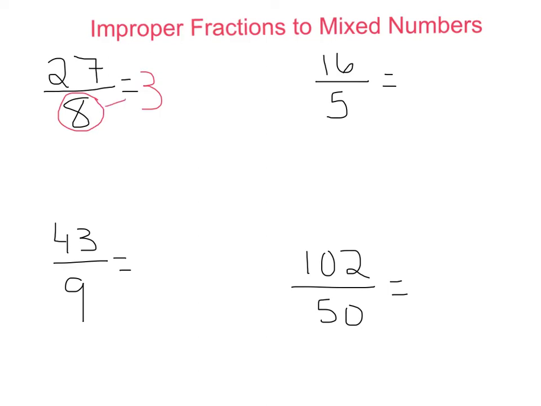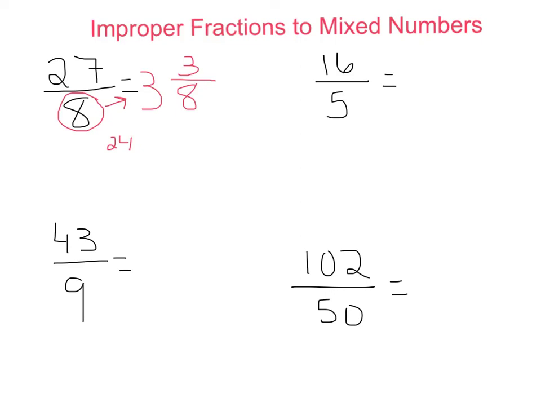Now think, 8 times 3 is 24. How far away are you from 27? You have 3 left over, so that's how many are left over here, and then the denominator stays the same, 8. 3 and 3/8.